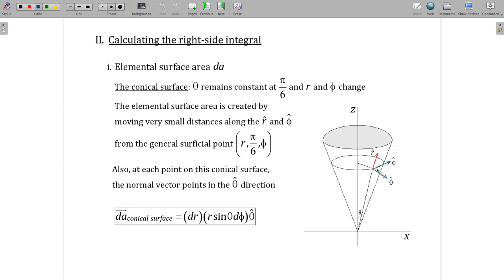So a small vector area on this conical surface has this magnitude, and the direction is theta cap. And I've taken theta cap, not minus theta cap, because in the divergence theorem, the direction of the elemental vector area has to be pointing outwards.